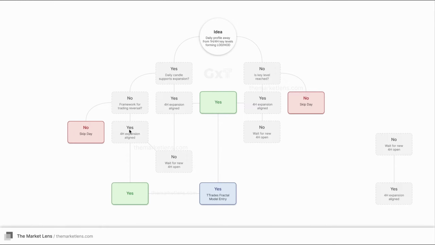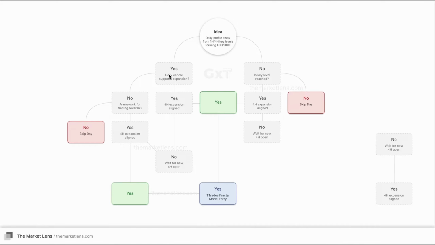Is the 4-hour expansion candle aligned? If no, then we have to simply wait for a 4-hour open, right? So this is what this shows over here. If you're not aligned with a 4-hour expansion, we simply wait for a new open. Once a new open has occurred, then we go back over here, right? We ask ourselves the same thing. So since it is aligned now, all we need to see is a valid fractal model entry to get on side. Once we have a valid fractal model present, then we can look to trade, right?